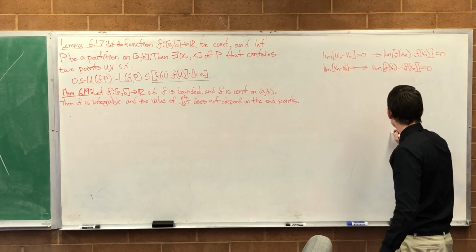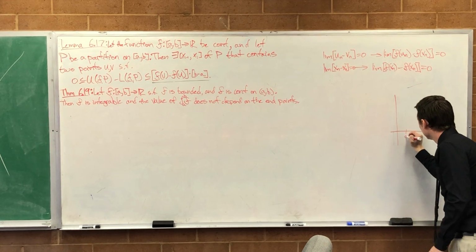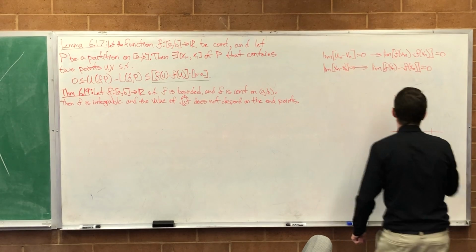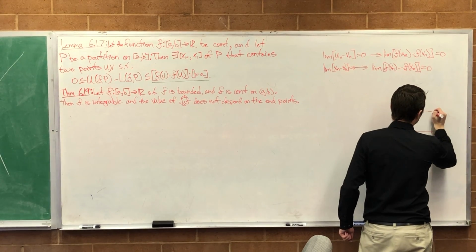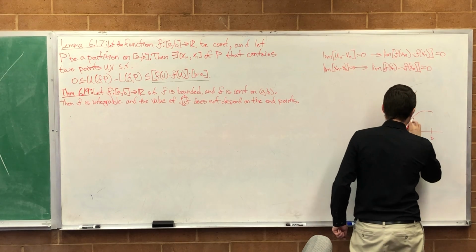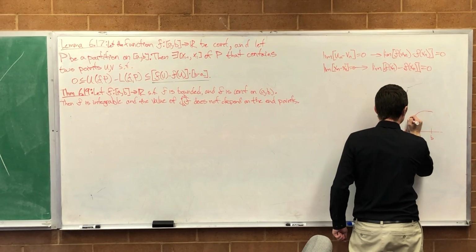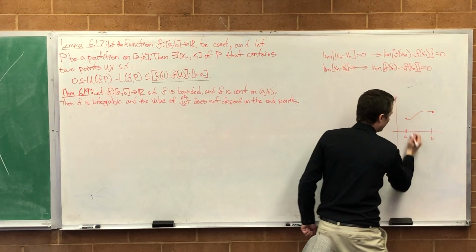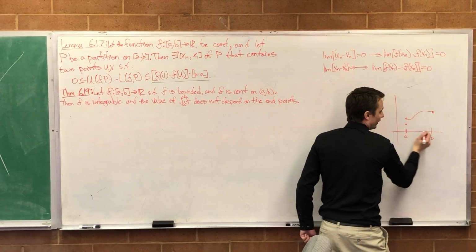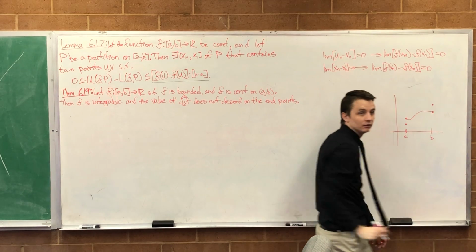Because intuitively, it seems pretty clear. So I have a, b, I've got some function defined on [a,b], something like that. But it could have a hole there, and it could have a hole there, and maybe the point here is down there, and maybe the point here is up there.